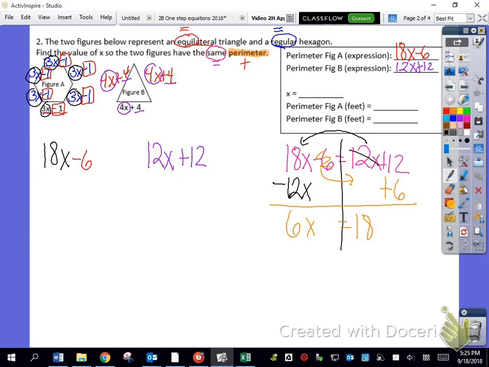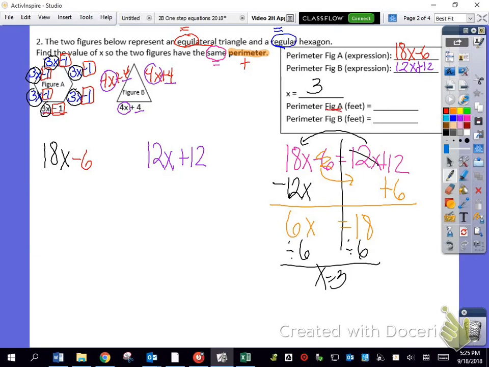The opposite of multiplying is to divide. So divide each side by 6. So x equals 3. So my value for x is 3. Now, they won't always be 3, but it happened to work out this both times. So now I want to find the figure A. I want to find the perimeter.